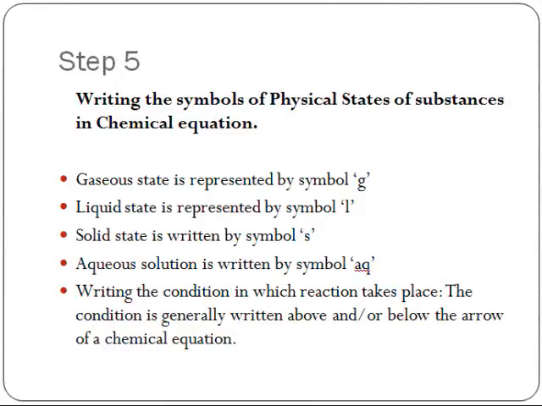Now for the complete representation of the chemical equation, we should also mention the physical state of the substances in the chemical equation. For gases, it should be g, liquid l, solid s. For aqueous solution, that is in water, it should be aq. And we should also mention the conditions in which the reaction is taking place. Like if it is heat, we should write heat. If it is electricity, we should write electricity on the top of the arrow, which will represent the conditions in which the reaction takes place.